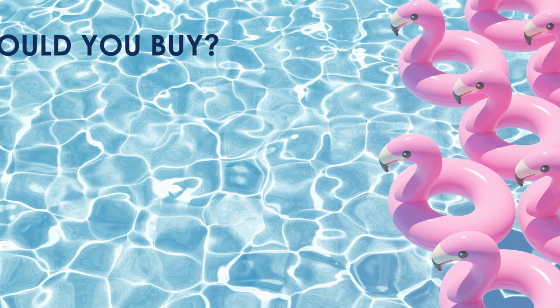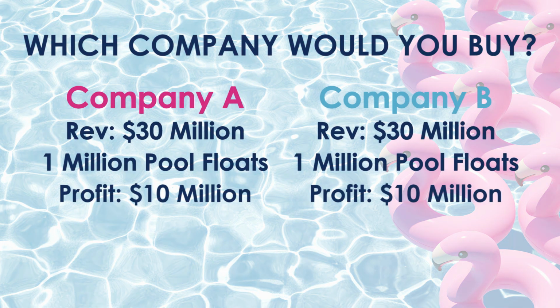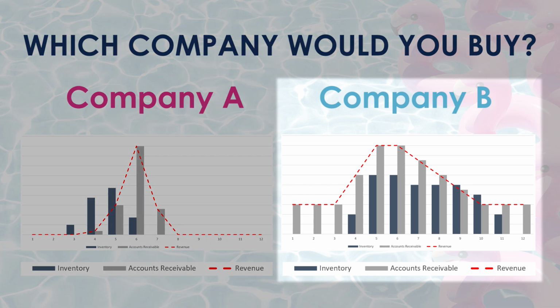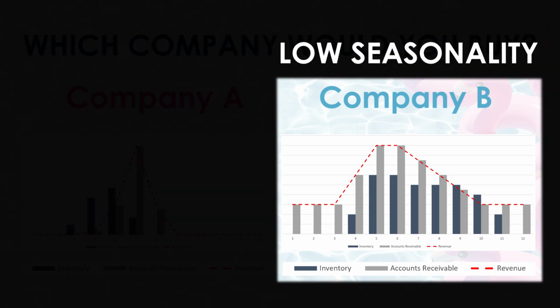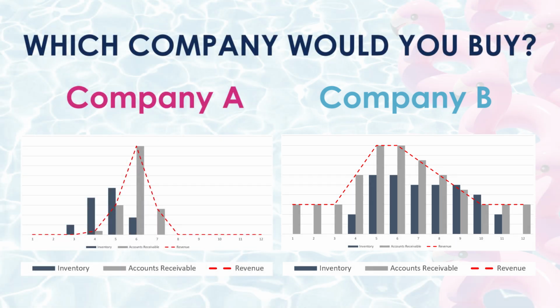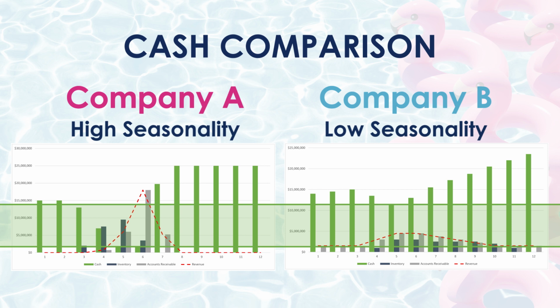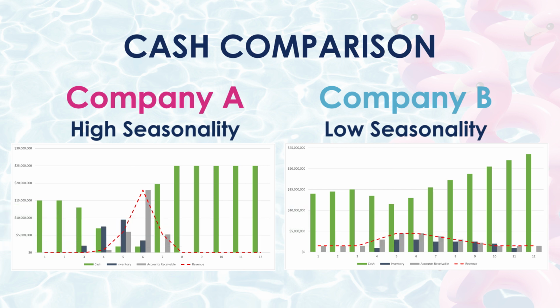To reiterate, in both scenarios, the company makes $10 million of profit selling 1 million pool floats at an average price of $30 each. But this low seasonality business, which clearly operates in a fantastic geography where people buy pool floats year-round, requires substantially less liquidity to achieve the same economic result. In fact, the highly seasonal business requires more than 3 times the amount of liquidity to make the same amount of profit. So which would you rather buy, and which would you rather launch as an entrepreneur?